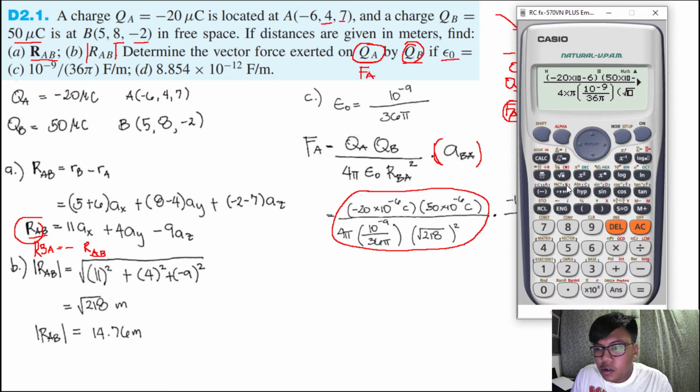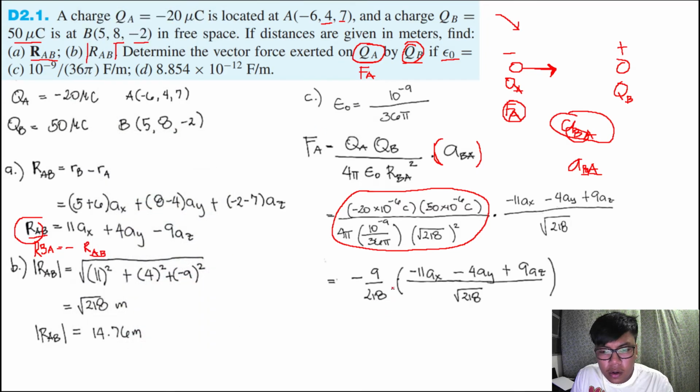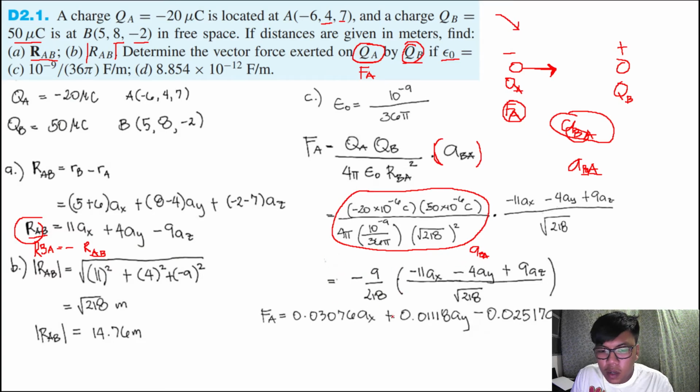Times the square root of 218, quantity squared. So, we have now the magnitude. The magnitude is equal to negative 9 over 218. Okay, so ito yung ating unit vector, B to A. Tapos, ito yung magnitude niya. So, kapag dinistribute natin, kalalabasan.